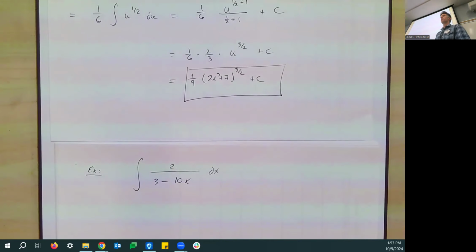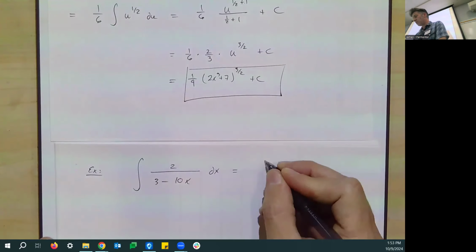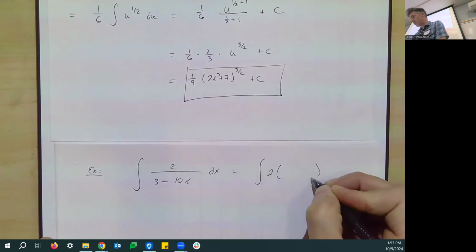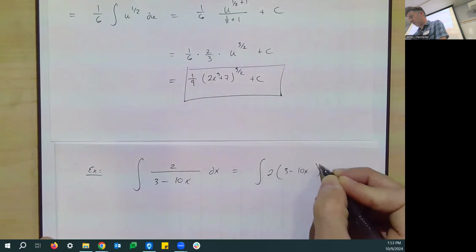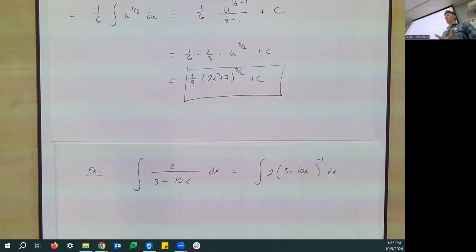Interesting. So do I have a good choice for you? Well, I would say yes. Because I have something, I often use the word stuck. I have something stuck inside another function. Here specifically, the 3 minus 10x is stuck in the denominator. You could think of this, although I don't usually like to write it this way, as 2 times 3 minus 10x to the negative first. And then it's a little bit easier to see that 3 minus 10x really is stuck inside, being raised to the negative 1 power. You can't break it out from there in any meaningful way.